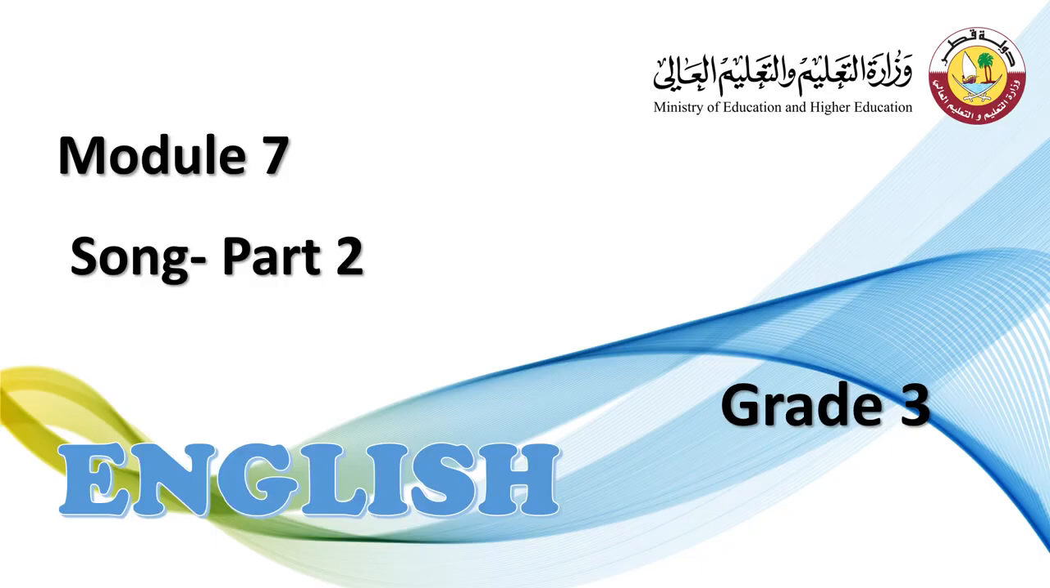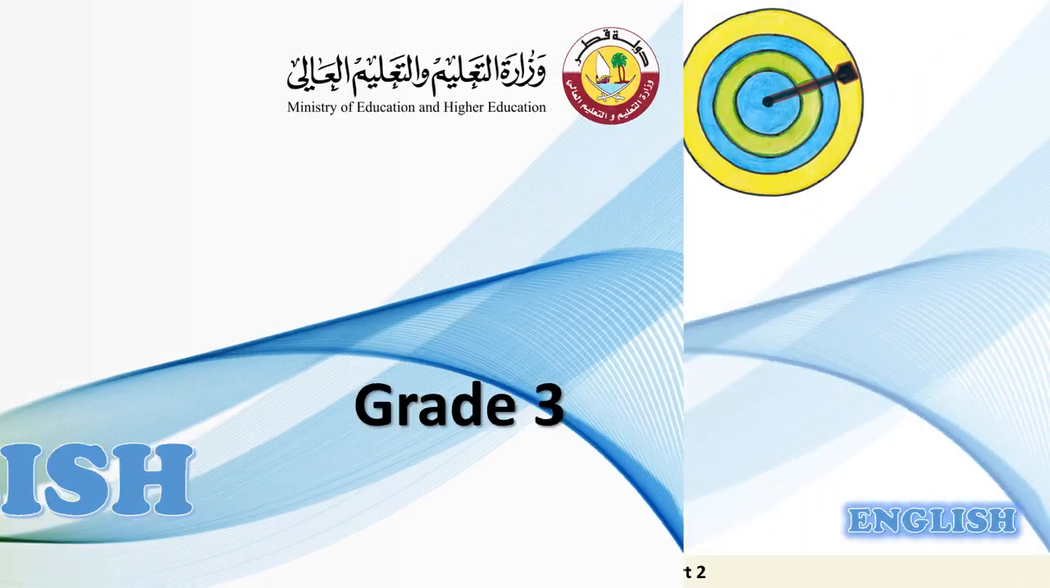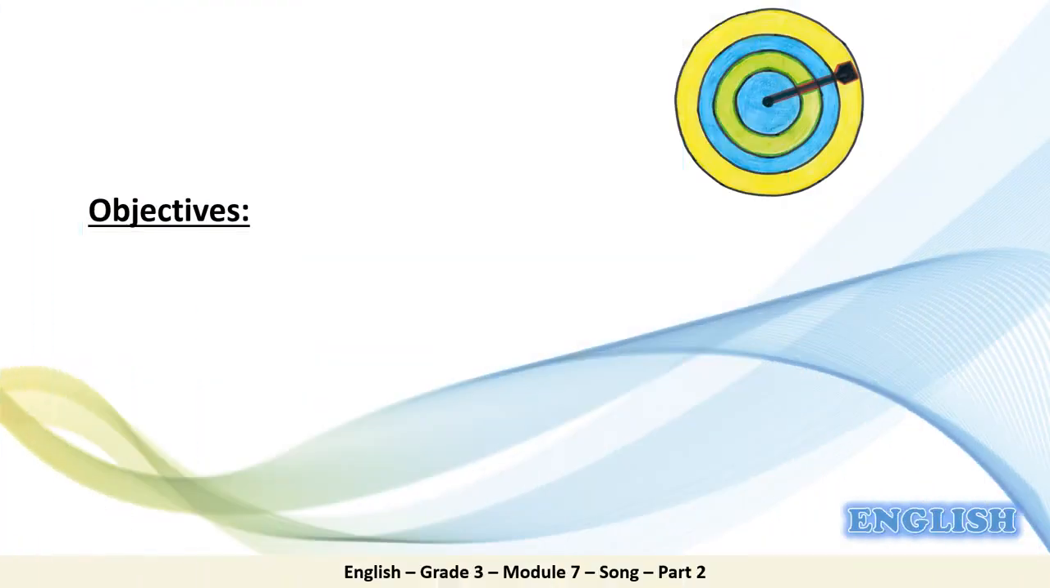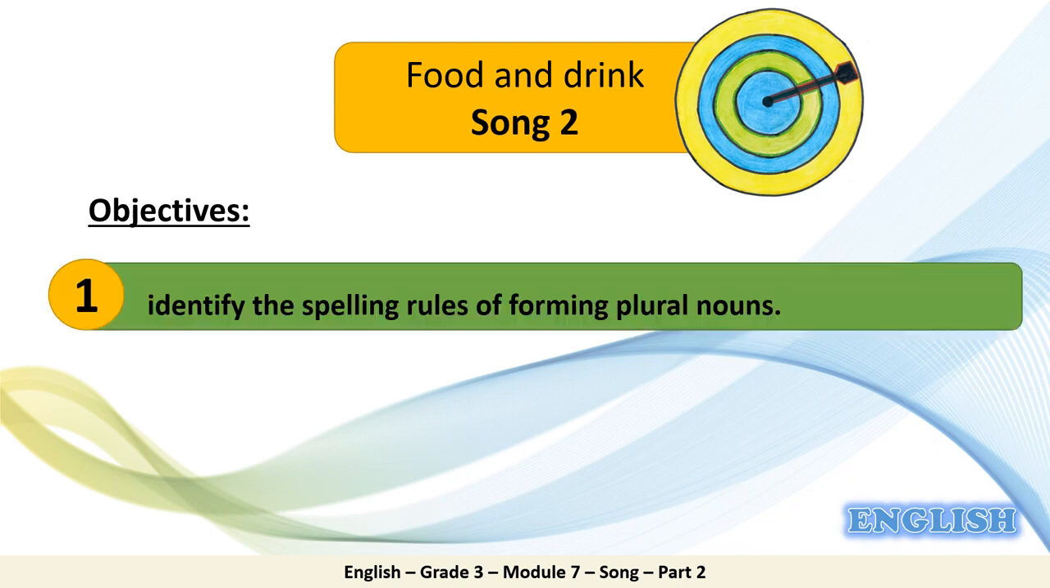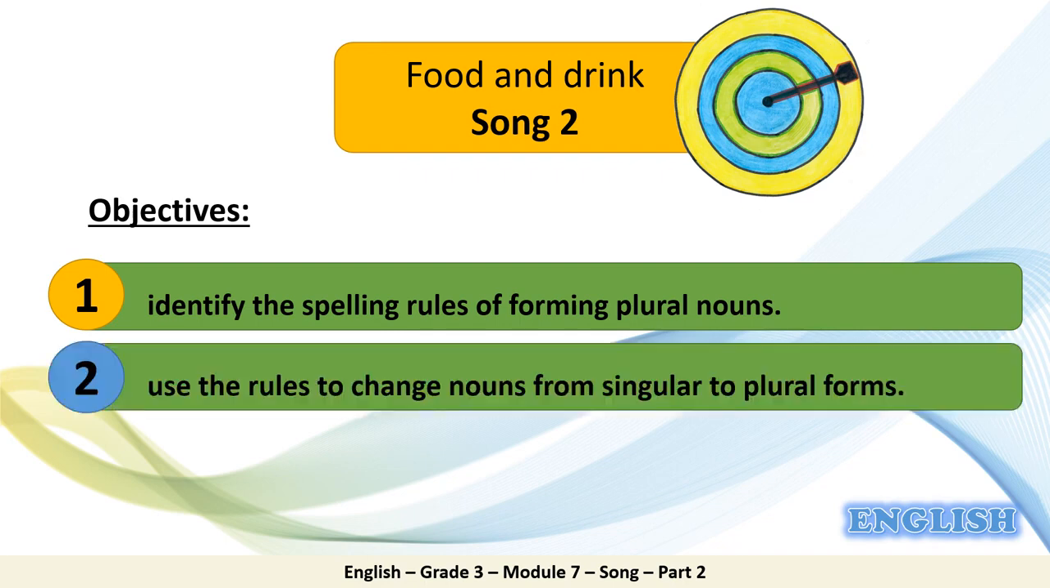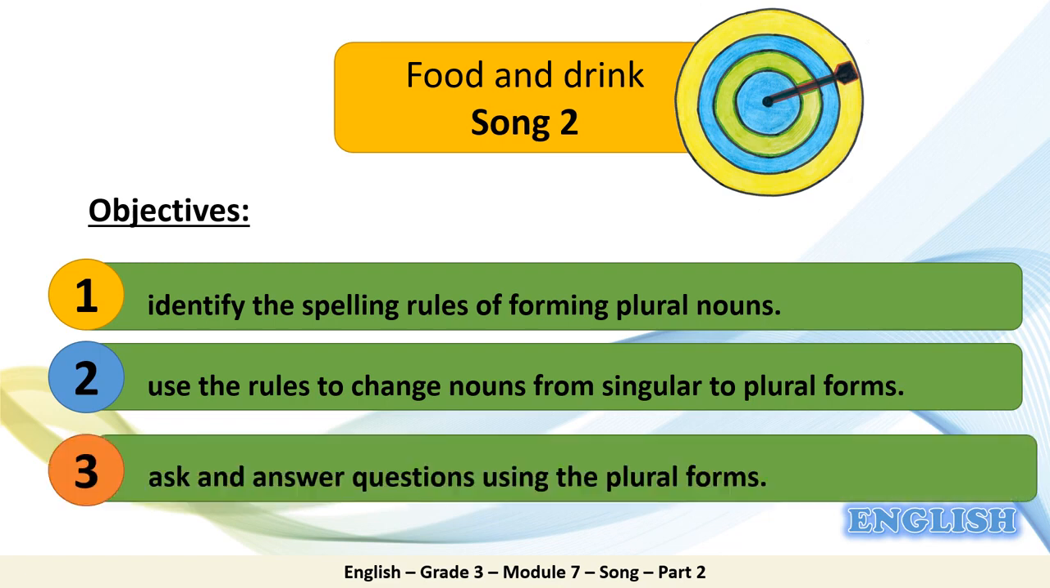Now we will continue today with song part 2 from Module 7. Let's start. For the lesson Song Part 2, we have 3 learning objectives. You will identify the spelling rules of forming plural nouns. You will use the rules to change nouns from singular to plural forms. And you will ask and answer questions using the plural forms. So are you ready? Let's start.